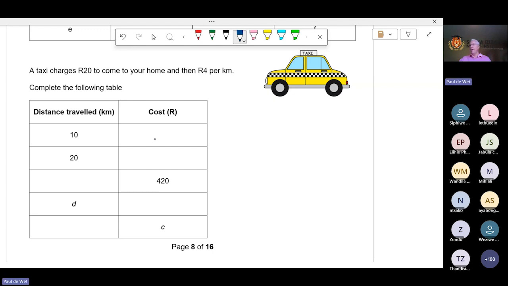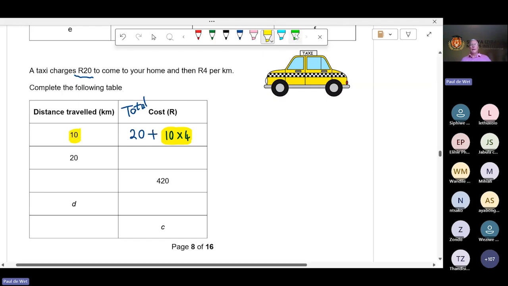It's not going to be 40, guys. The taxi charges 20 Rand. I want the total cost. Well done, there are some of you getting it right. It's going to be 60 Rand. And I'm going to write down here how that 60 is made up. It's made up of 20 plus 10 times 4. Am I right? This 10 times 4 is for the 10 kilometers.